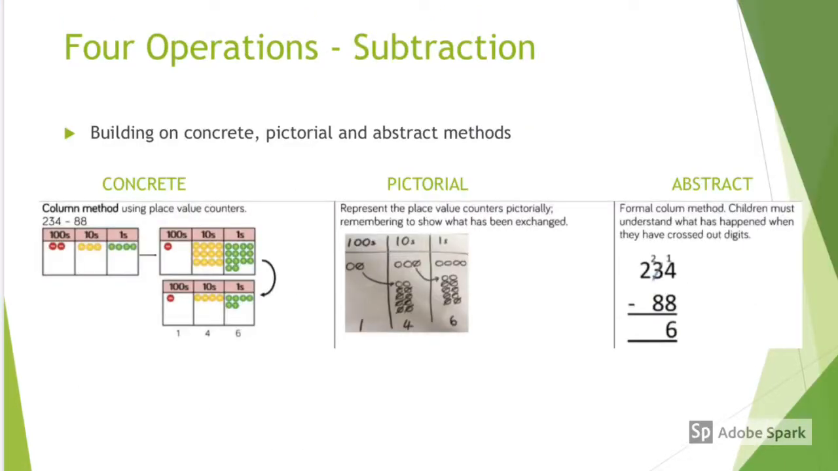So once we've done with addition and we've mastered that, we move on to subtraction. And again, you'll see that we build up in concrete, pictorial and abstract ways. So we're using place value counters on the table before getting children to show in pictures. And then finally, using the compact method of subtraction to subtract 2 numbers.